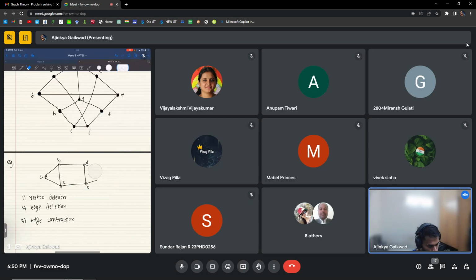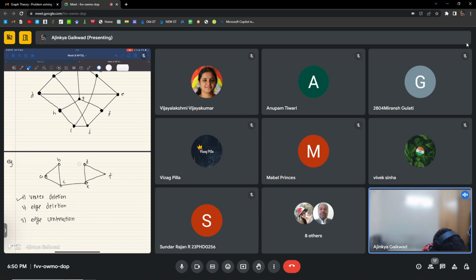So the graph would look like this, right? So this is G minus F. You delete the vertex and you delete the adjacent edges, right? So vertex deletion is easy. Let me draw back the graph. Edge deletion, again simple, right? You just remove the edge. So let's delete the edge BD, for example. You just remove the edge BD, and this is what the graph would look like.